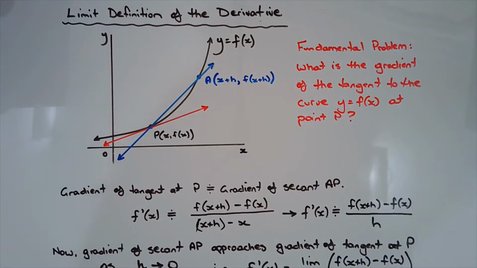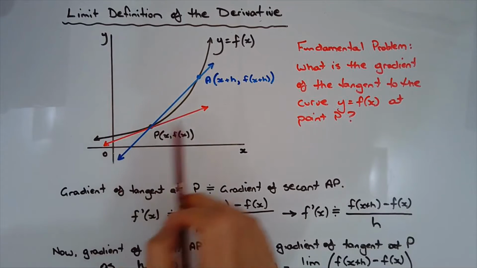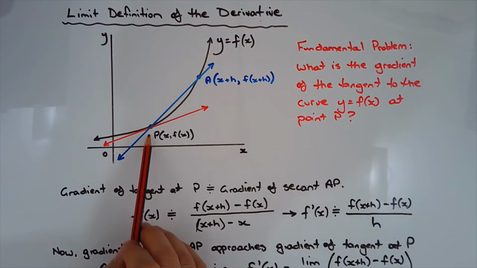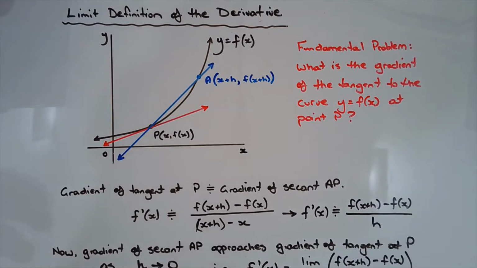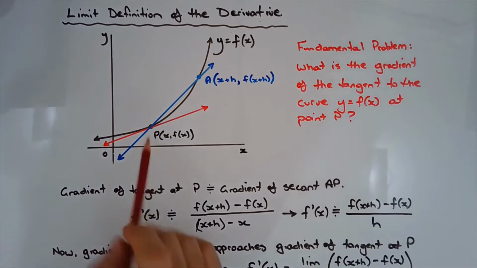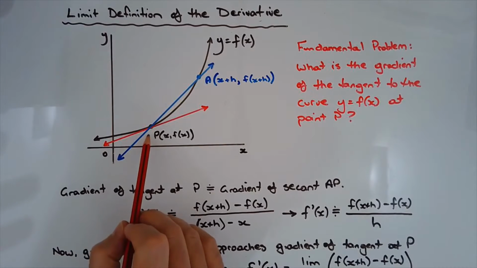So back to our fundamental problem. We want the gradient of the tangent, but we only have one known point. In order to be able to work out the gradient of a line, we need 2 points, don't we? So this is our (y2 minus y1) over (x2 minus x1), so it's sort of our 2-point gradient formula. But what do we do about this? We've only got 1 point.